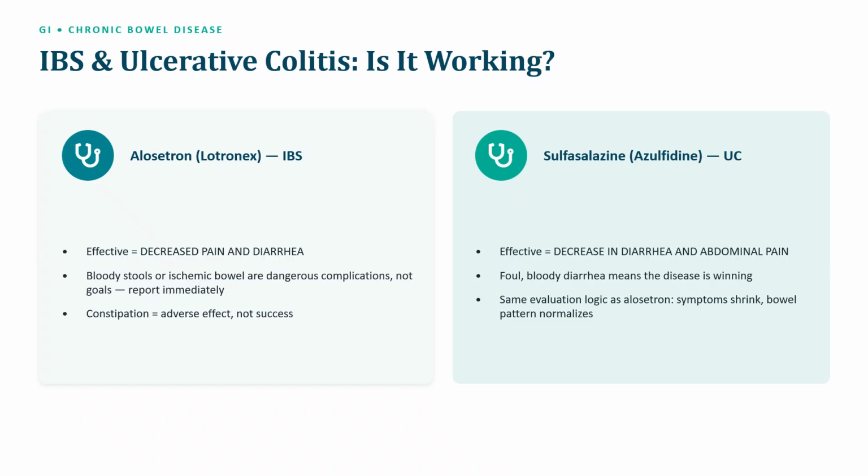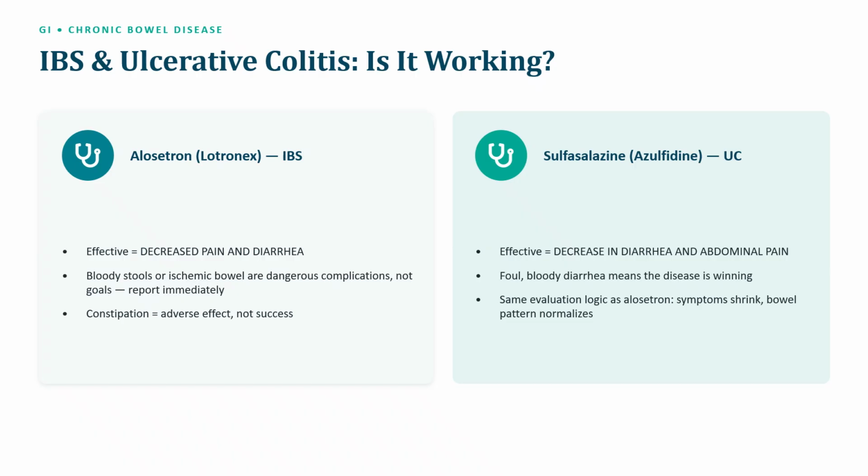So sulfasalazine, and the brand name is Azulfidine, it treats ulcerative colitis. It is effective when diarrhea and abdominal pain decrease. Now, in both cases, constipation indicates overshoot, not therapeutic success. Bloody stools indicate a complication, not improvement.